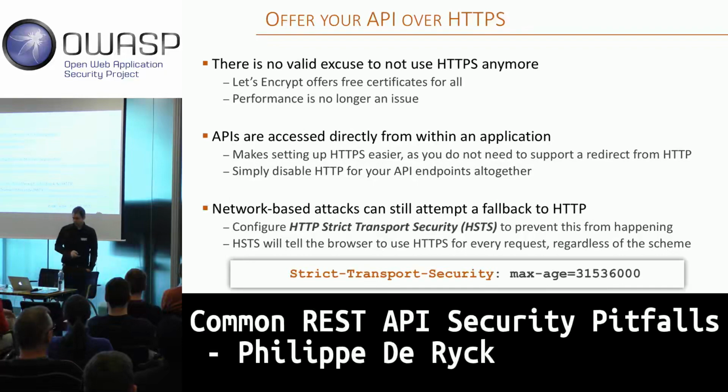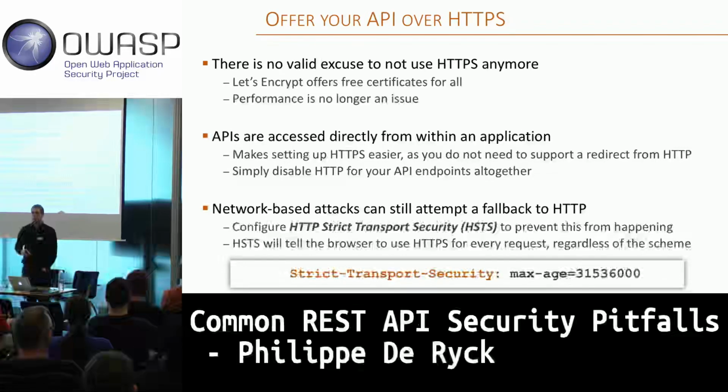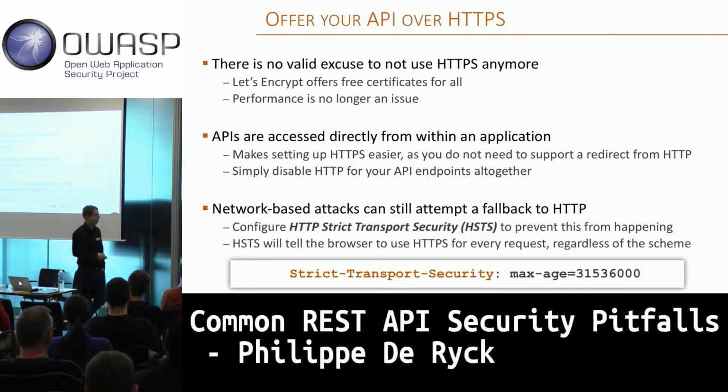Well, sorry, this is an example of how to configure HSTS. It's essentially a response header with a max age, and the max age tells the browser for the next number of seconds, don't send me HTTP anymore, always use HTTPS, regardless of what you see. This is for a year, by the way, so in the next year, no HTTP anymore.